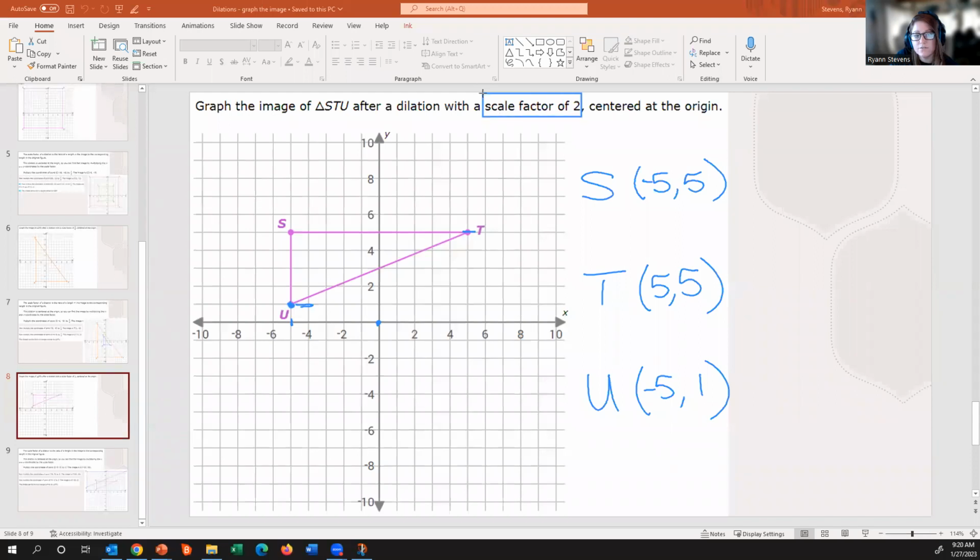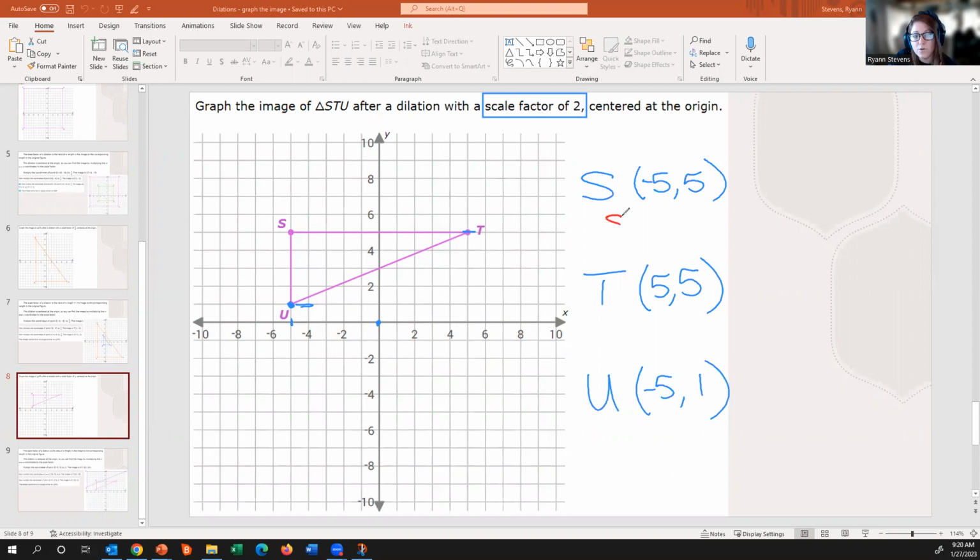And now we want to look at this scale factor, and we want to see, okay, I have a scale factor of 2. So remember, if you have a whole number, we're going to make it bigger. And if you have a fraction, that's where we're going to make it smaller, okay? And so in this case, we do have a whole number, so we are enlarging the shape. We're going to have a bigger shape of the image.